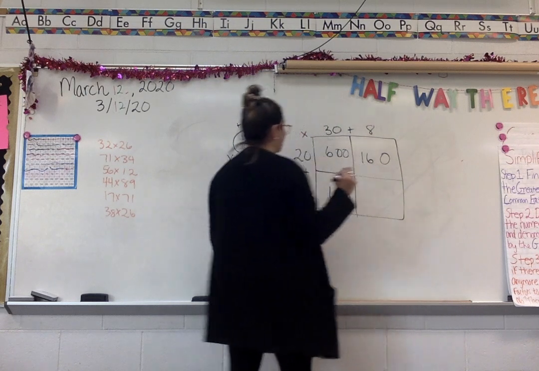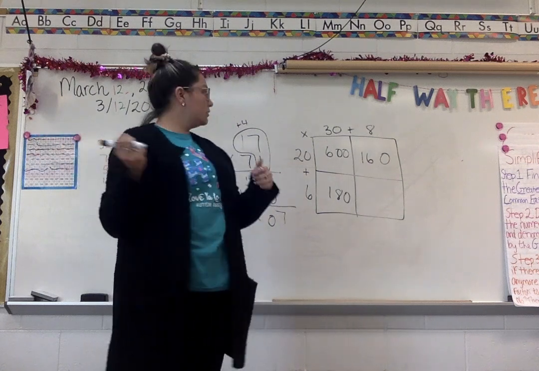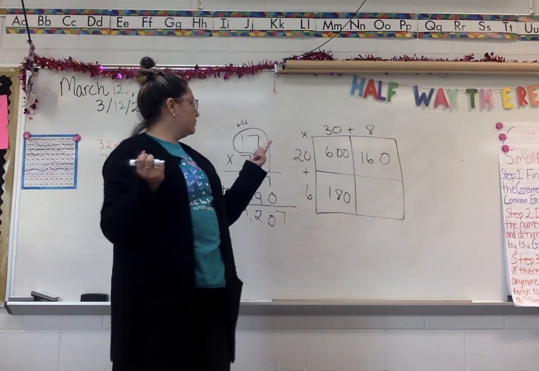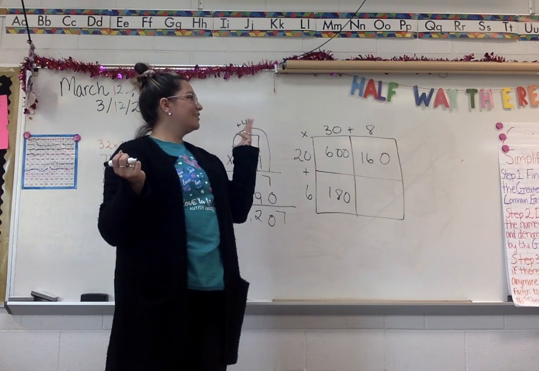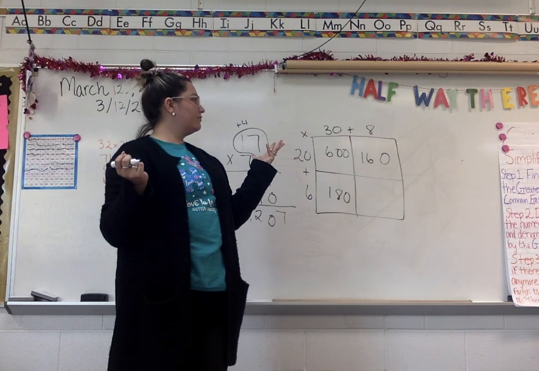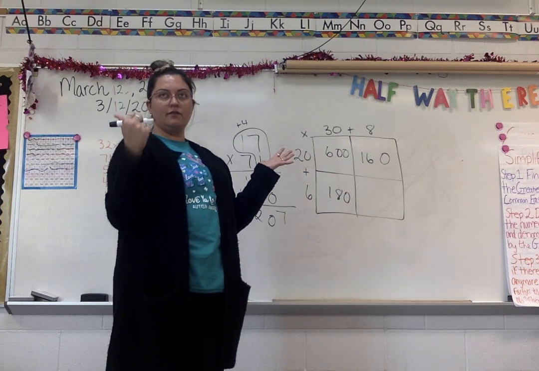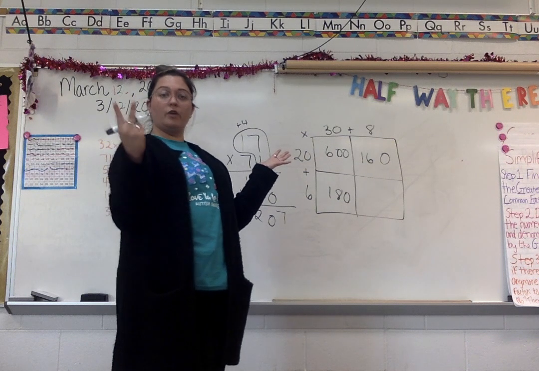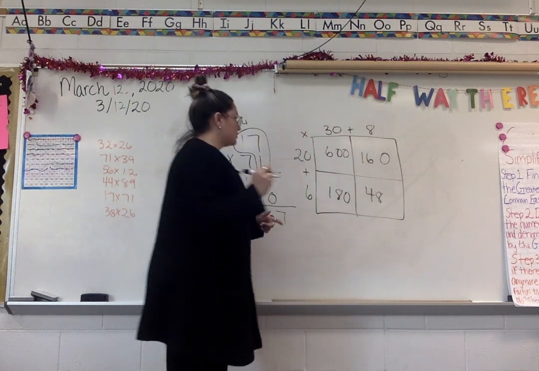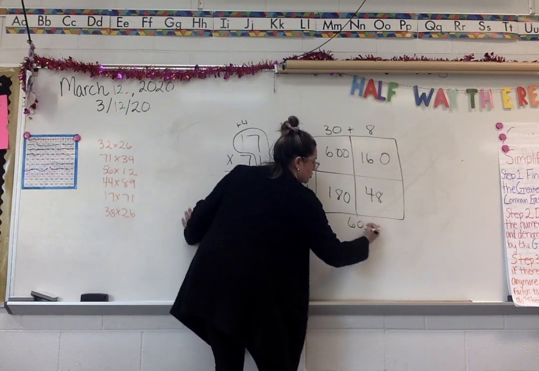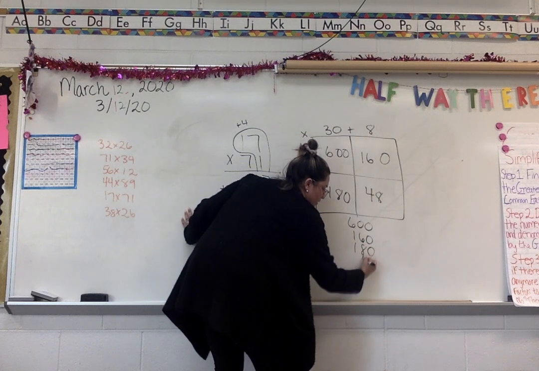Having a brain fart, 8 times 6. So let's do it. If we were having a brain fart in class, what would we do? So we would go 6, 12, 18, 24, 30, 36, 42, 48. So your next box should be 48. Okay? So 600 plus 160 plus 180 plus 48.